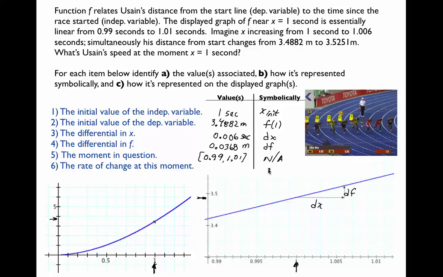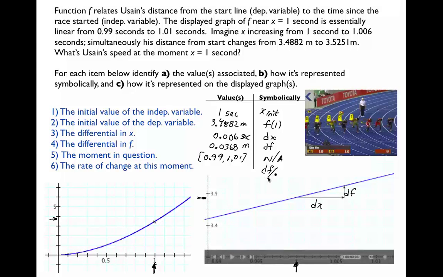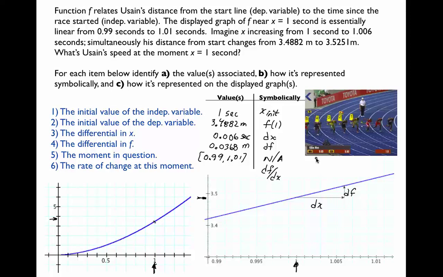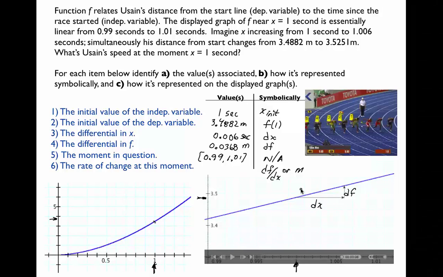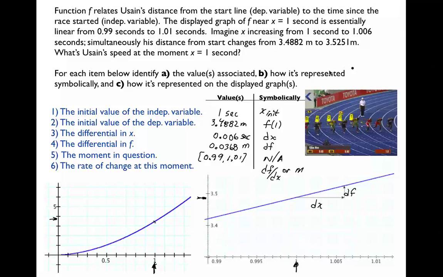Okay, symbolically first. How about symbolically first? The rate of change is df divided by dx. That's how you can write it symbolically, or m, we call that m, right? So either way, df over dx or m. And so then we're finding the change in f. So we're just going to take the 0.0368 divided by the 0.006. What do you get? 6 and 2/15. How about a decimal? 6 point.